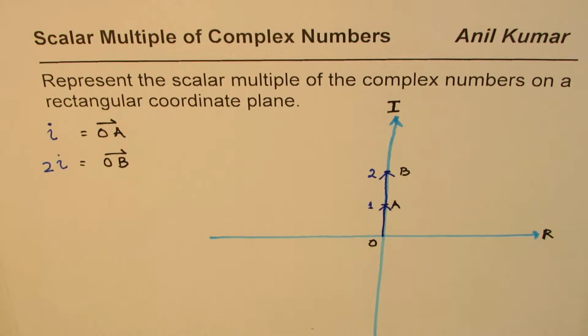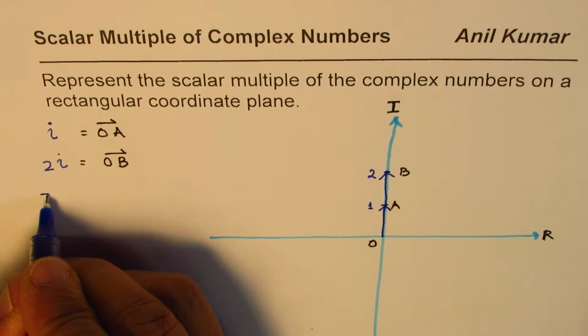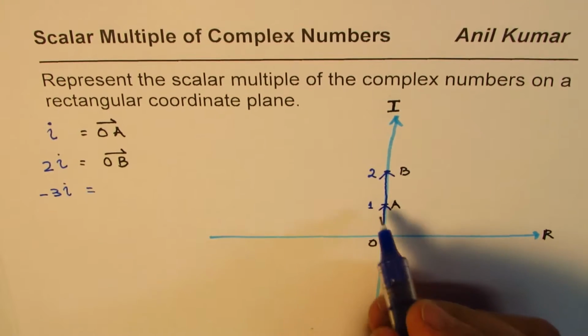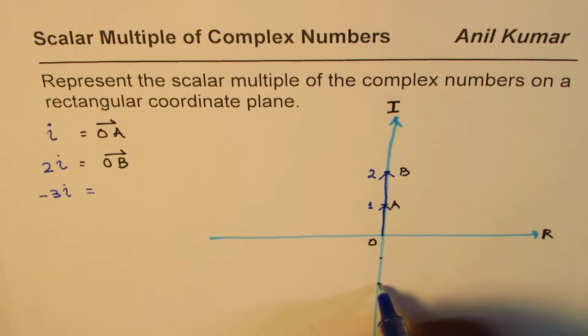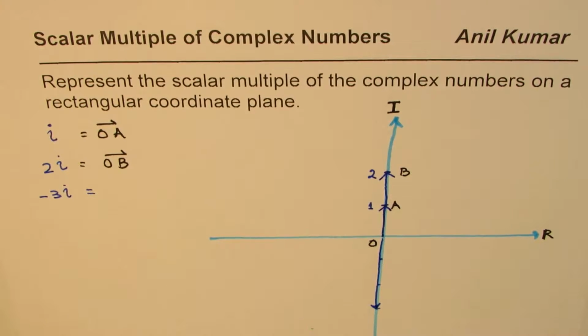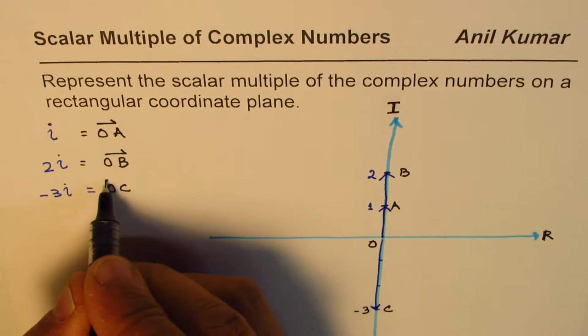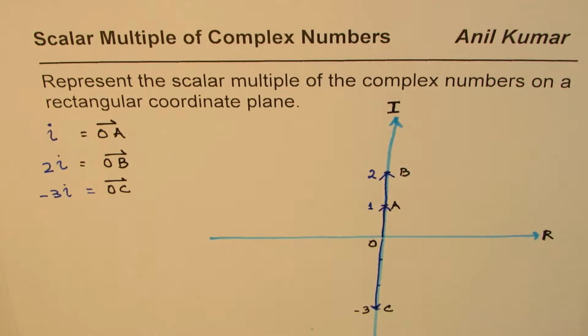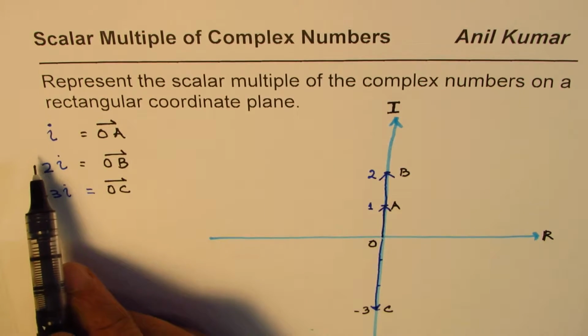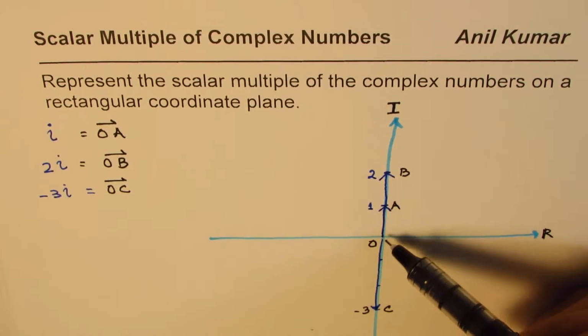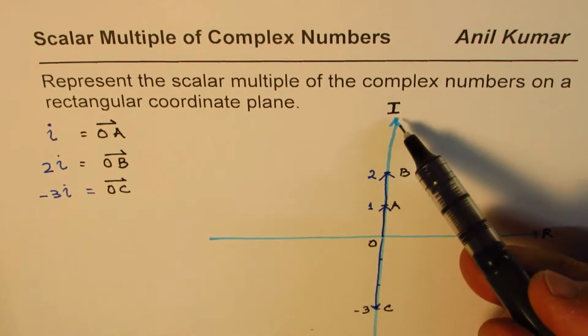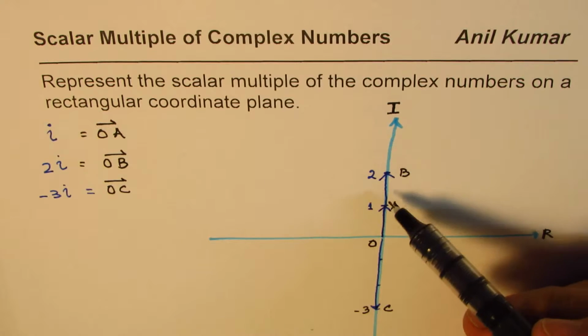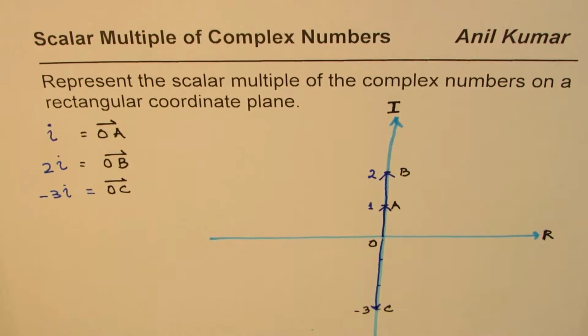If I have to represent, let us say, minus 3i, this is my i, and I'll just multiply by minus 3. So this vertical line going downwards, let's say this point is C, where this is minus 3, OC will represent minus 3i, correct? These are also complex numbers where the real part is 0. If the real part is 0, the complex number will be along the vertical imaginary axis.